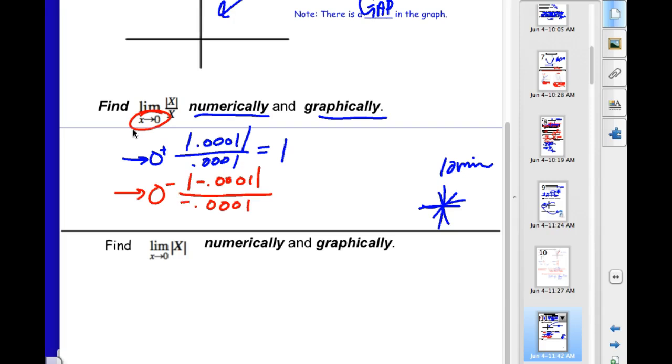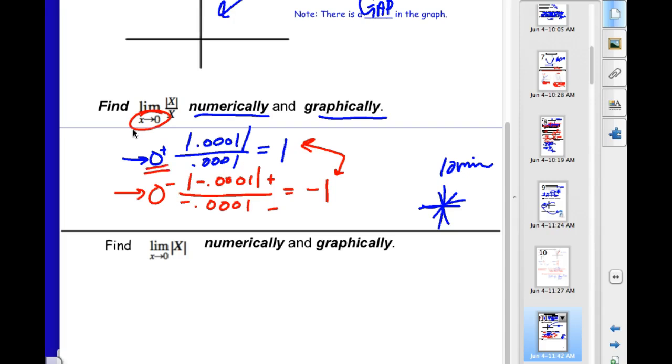You'll notice for this one, the absolute value of a negative is a positive, but this is going to remain a negative down here. So I actually get a -1. These two numbers are not approaching the same number. They're not converging in at 0 or 2 like the other ones have been. Let's move farther away from 0 and see what happens.